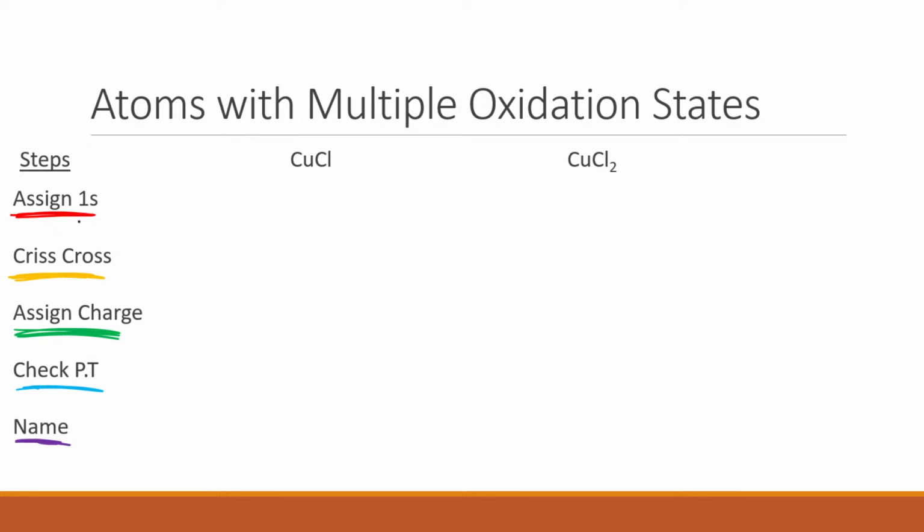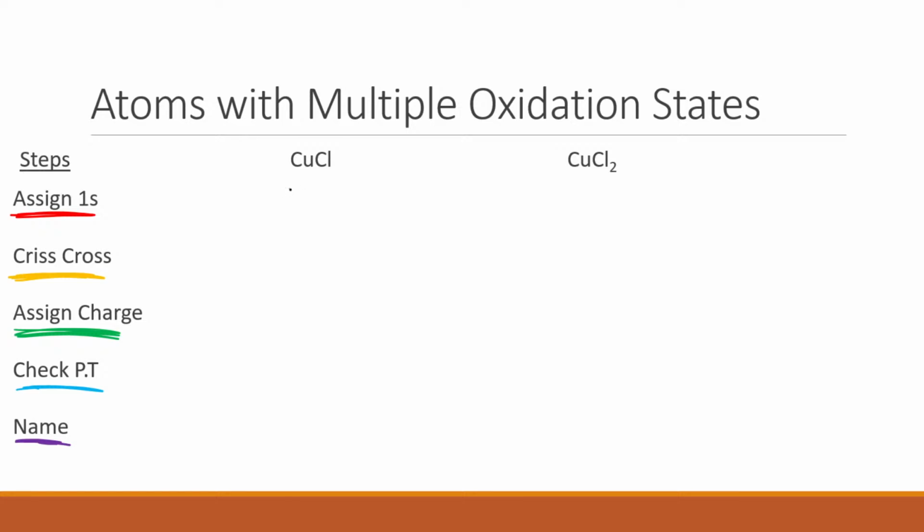And I'm going to color code with this rainbow of colors down here so we see what is happening in every step. The first thing we're going to do when we look at a compound and we want to get the name of that compound is assign 1s to things that don't have any numbers. So here, copper chloride, CuCl, we don't have any numbers. We don't have any subscripts.